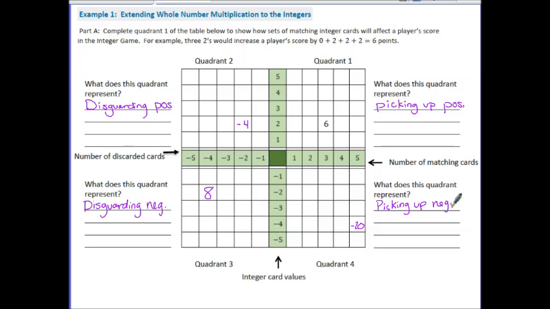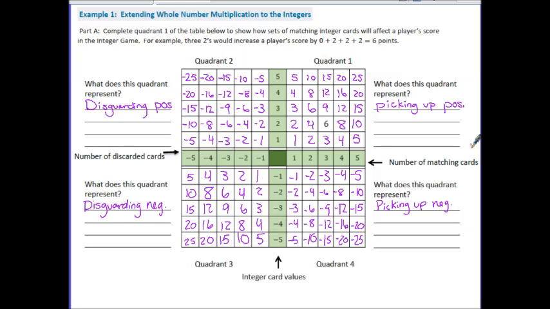What I'd like you to do is to pause the video and fill in each of the quadrants using the integer game. You need to think about how you are either discarding multiples of a card or picking up multiples of a card and how that would affect the score. When you're done, you can go ahead and continue. Once you're done, check over this solution and make sure that you have all of the numbers correct. You may need to pause the video again and make sure that all your numbers are correct. When you're done, you can continue.